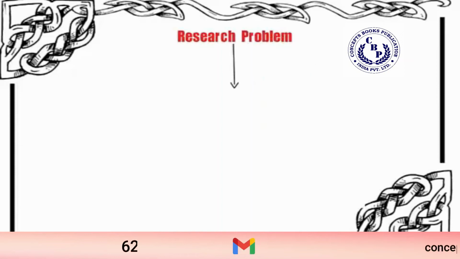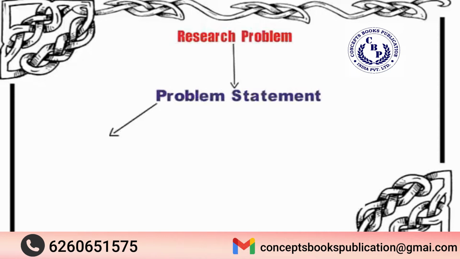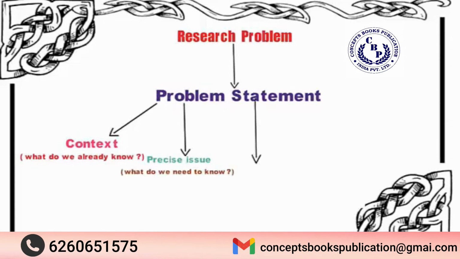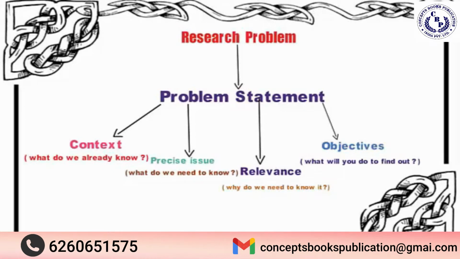Step is to write a problem statement. An effective problem statement is concise and concrete. It should put the problem in context. What do we already know? Describe the precise issue that the research will address. What do we need to know? Show the relevance of the problem. Why do we need to know it? Set the objectives of the research. What will you do to find out?